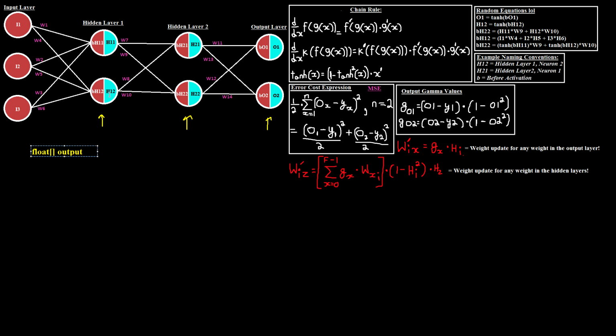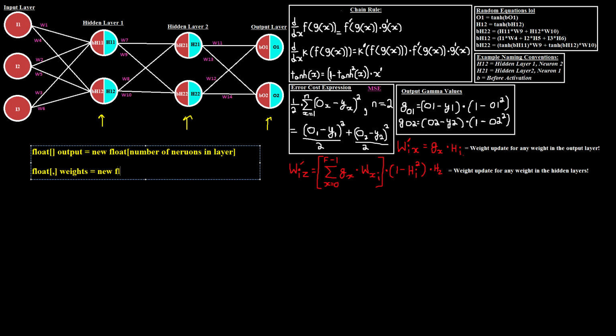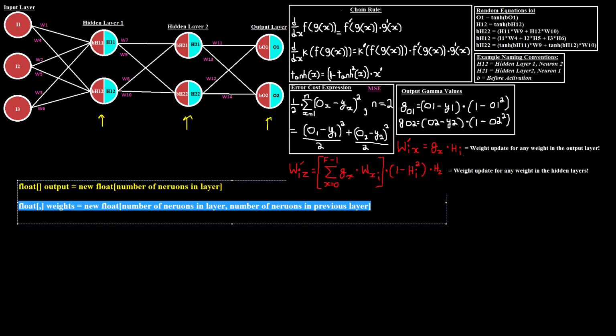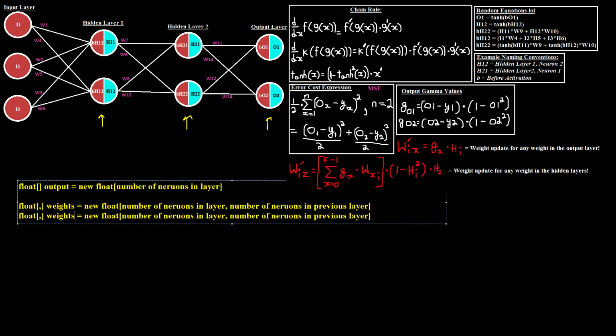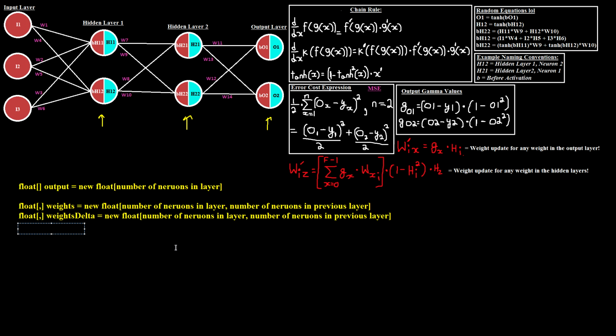So H11, H12, right, is equal to new float. That's going to be the size of the float matrix, or the number of neurons in that layer. We're also going to need a weight matrix. The weights is equal to new float. The first parameter will be the number of neurons in the layer, comma, number of neurons in the previous layer. We're actually going to need 2 of these, one for the weights and one for the delta values for the weights. Next thing that we're going to need is the gamma matrix.